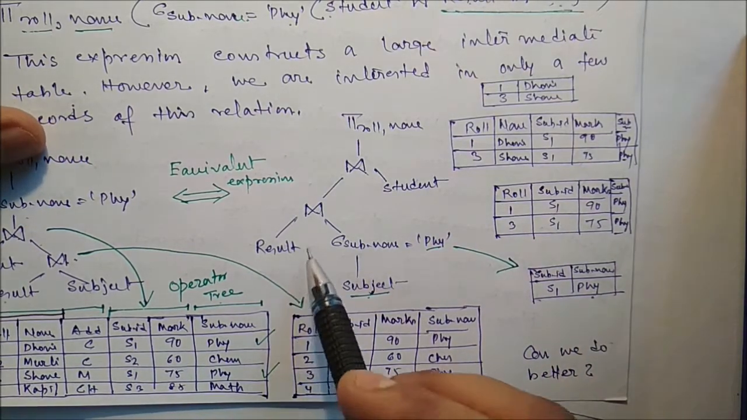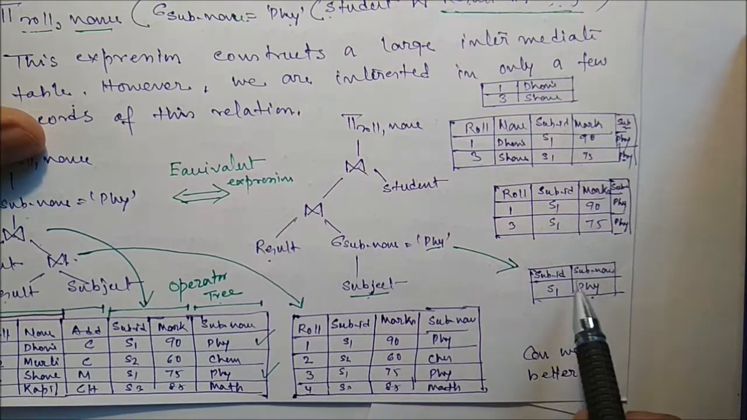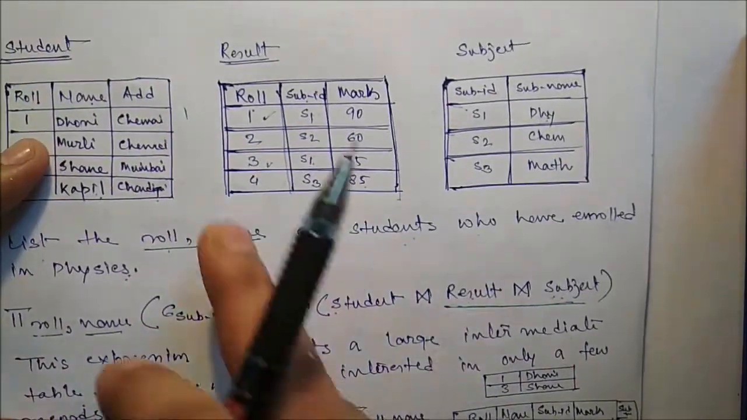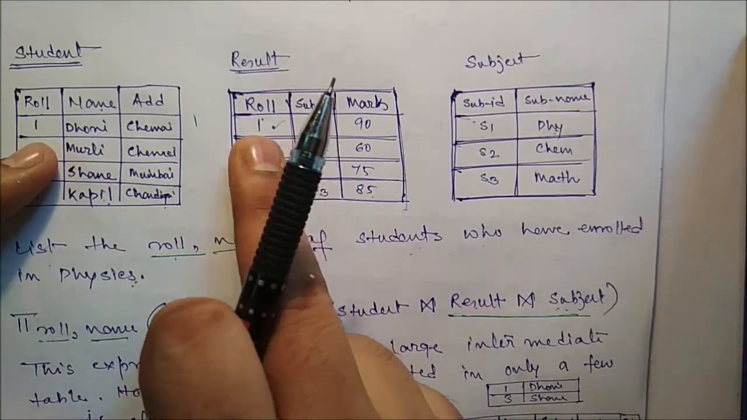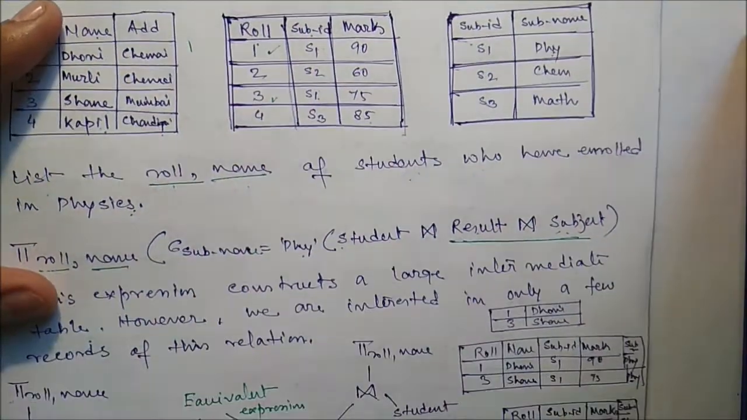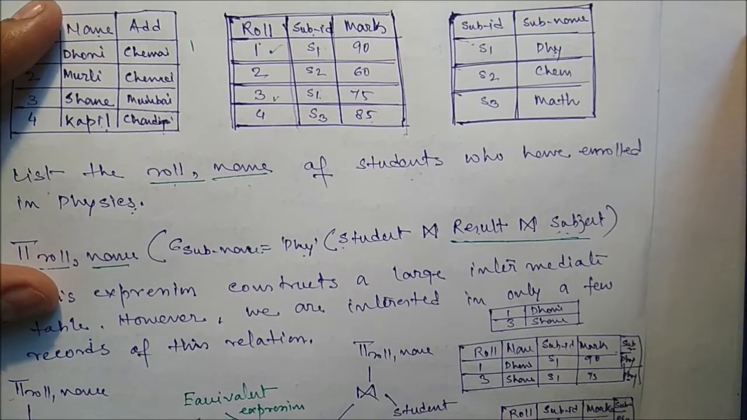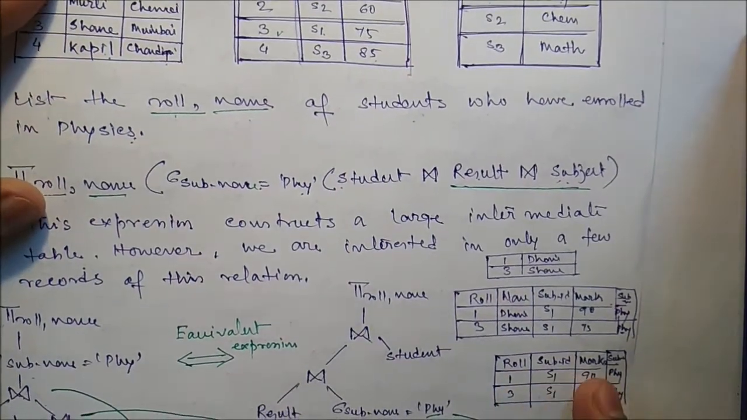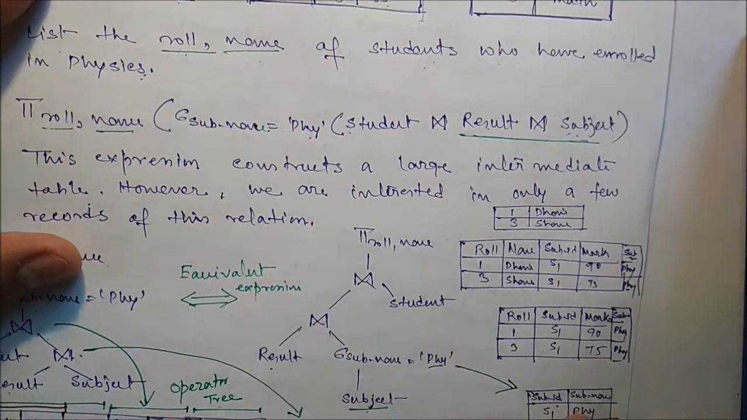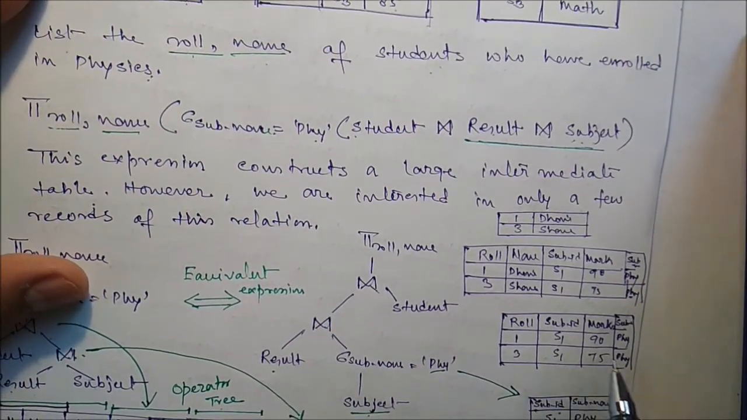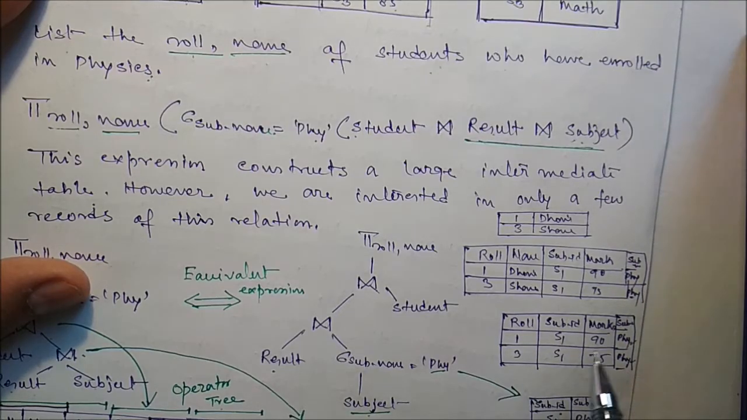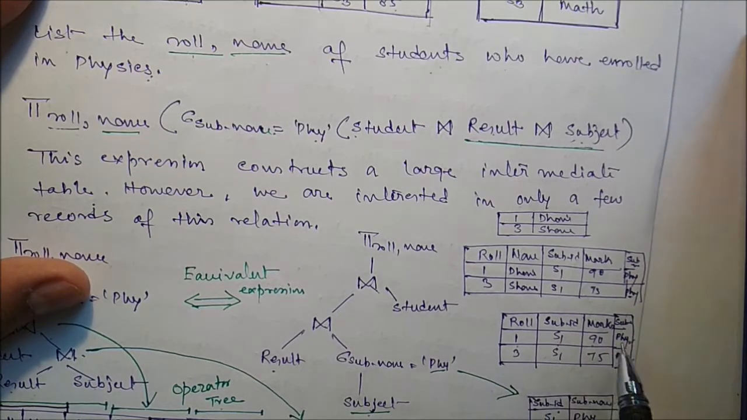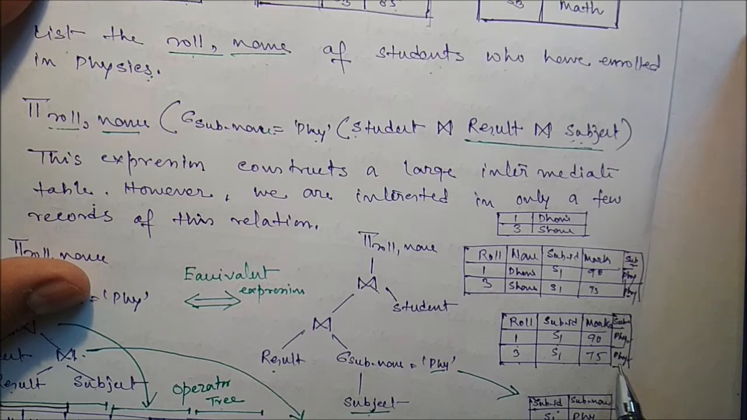After that we have to merge the result table with the intermediate table, and it will create this particular table. Here roll number, subject ID and marks are there, and in this table roll number, subject ID, marks and subject names are there. If you merge these, we need only two rows, the ones with physics. So we get S1 1 90 physics and 3 S1 75 physics.